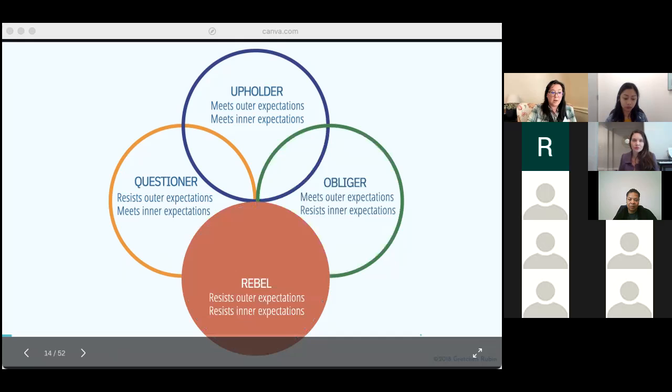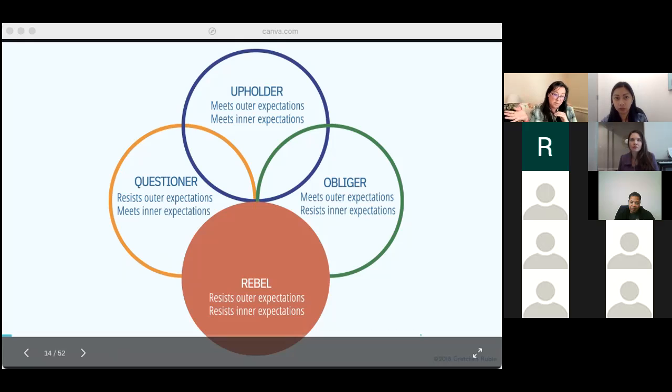And then finally, our rebels. We love our rebels. Rebels resist inner and outer expectations. So rebels are independent. These are their strengths. Able to think outside the box, can be unswayed by conventional wisdom. Rebels are willing to do things their own ways, regardless of what social convention says. And rebels can be spontaneous.